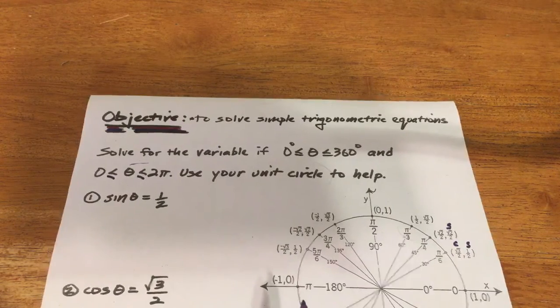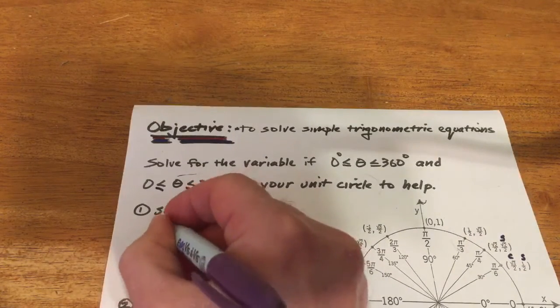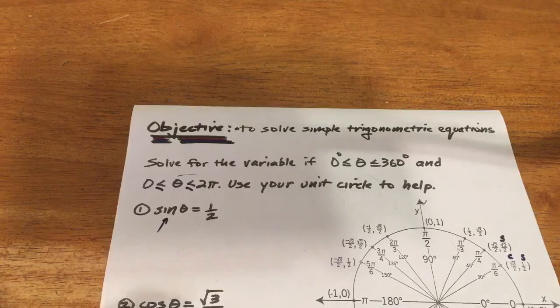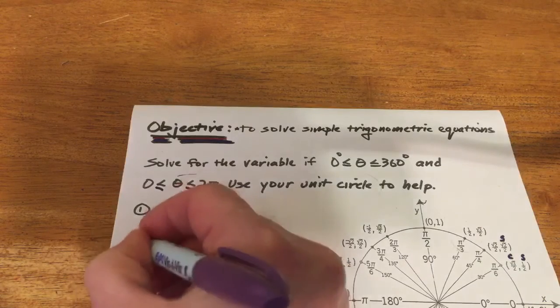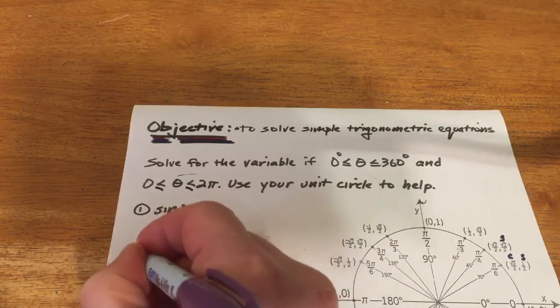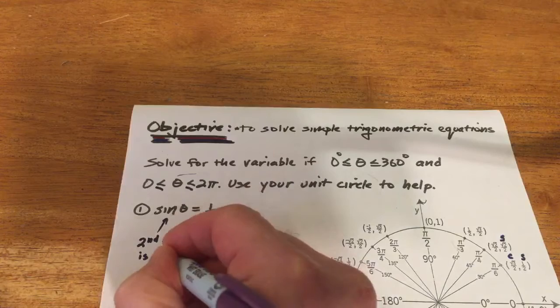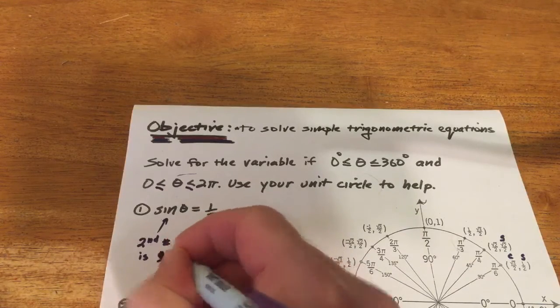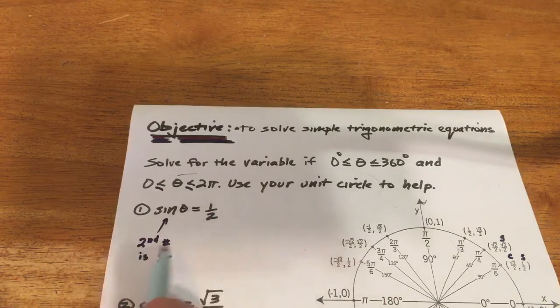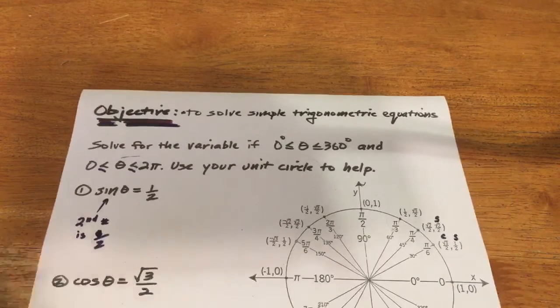So let's look here. Because they say sine theta equals a half, they're basically referring to the fact that inside the parentheses, the second number is going to be a half. Because if sine theta equals a half, the second number is going to be a half. So let's take a look at our unit circle. Where's the second number going to be a half?